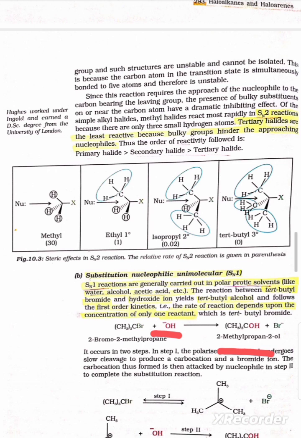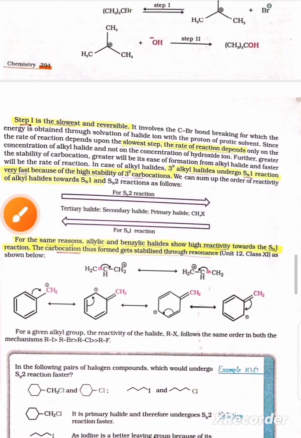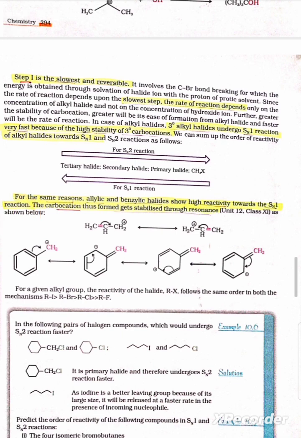alcohol. And in the SN1 mechanism, the rate of reaction depends on the concentration of only one reactant, that is, the alkyl halide. So in the SN1 reaction, step 1 is the slowest step, which is reversible, where you can find the generation of a carbocation, and the slowest step is always the rate determining step. Remember, the slowest step is the rate determining step.